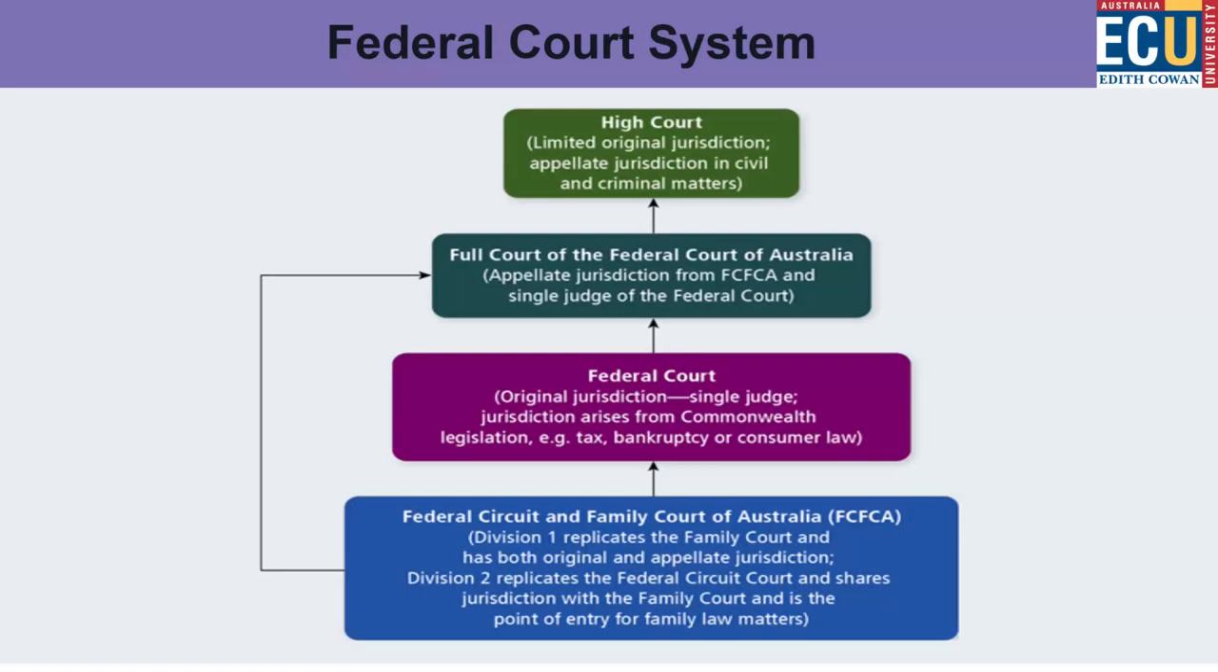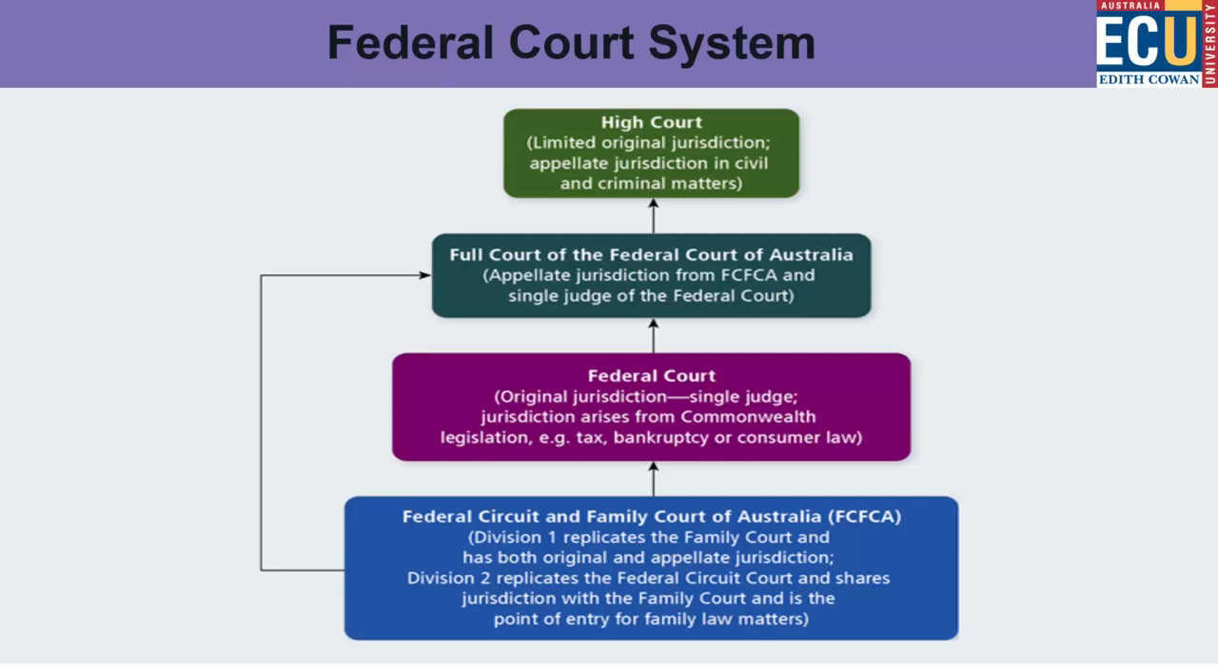So on the top, the High Court of Australia is sitting there, and at the bottom, the Federal Circuit and Family Court is sitting there. What's in the middle? We can see the Federal Court. This one enjoys its original jurisdiction, where only a single judge will hear the cases, and it has specific powers to hear cases. But this one is the Full Court of the Federal Court when it enjoys its appellate jurisdiction.